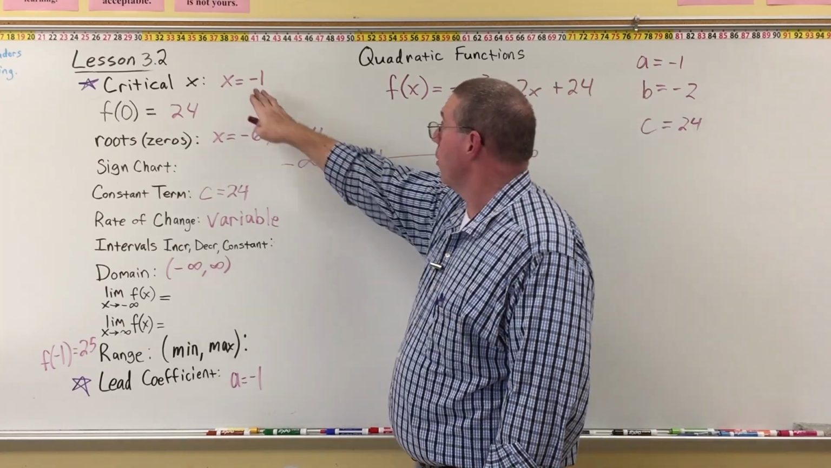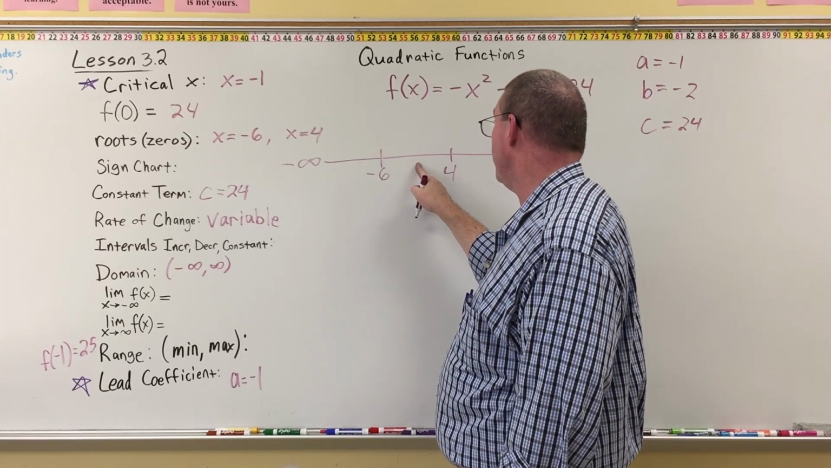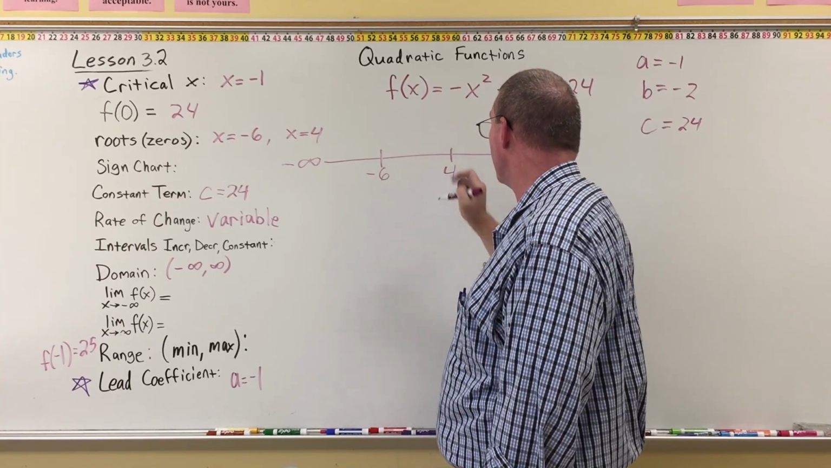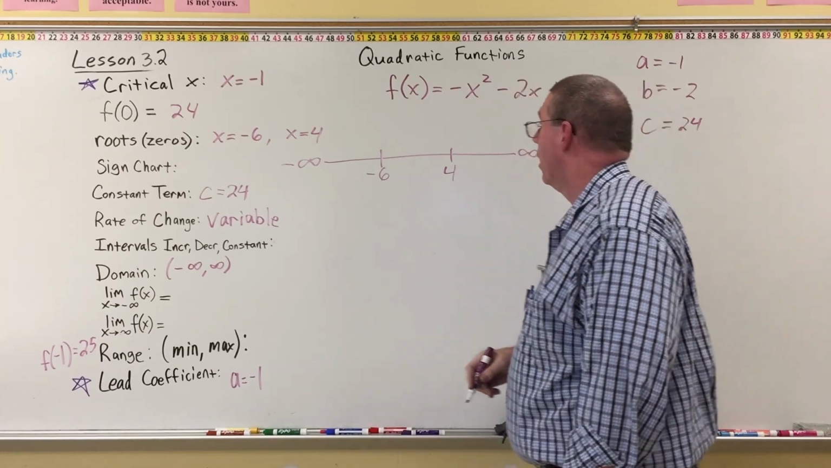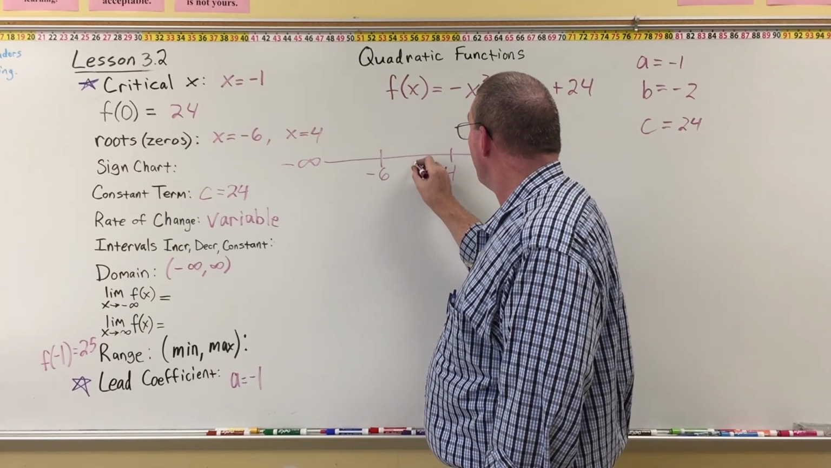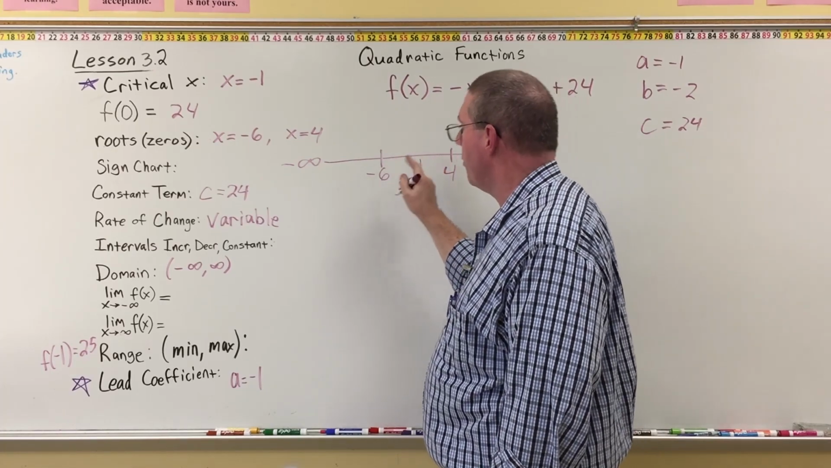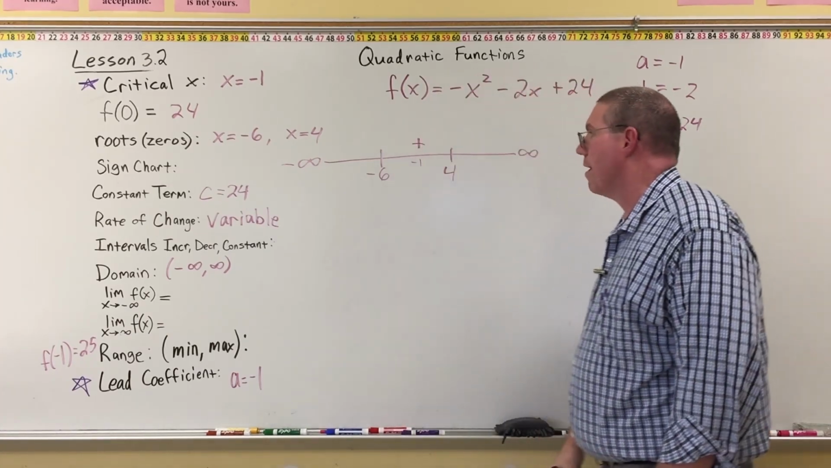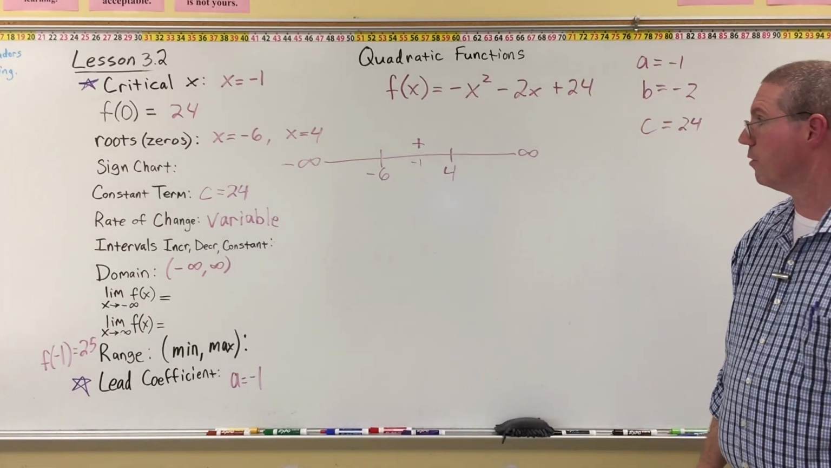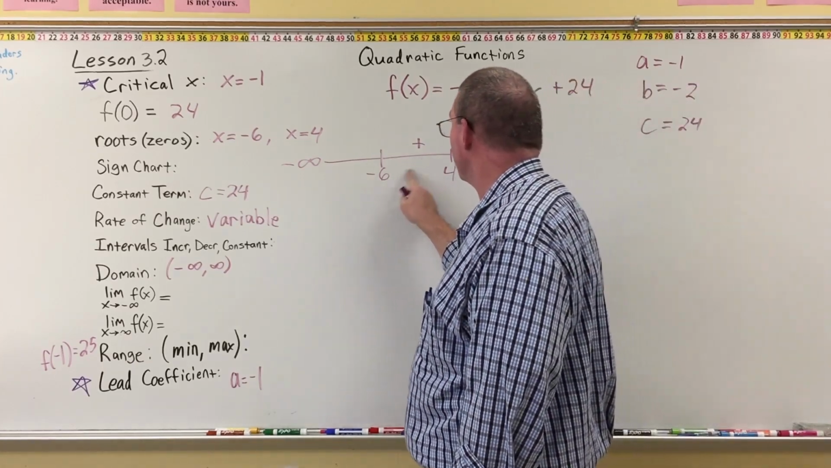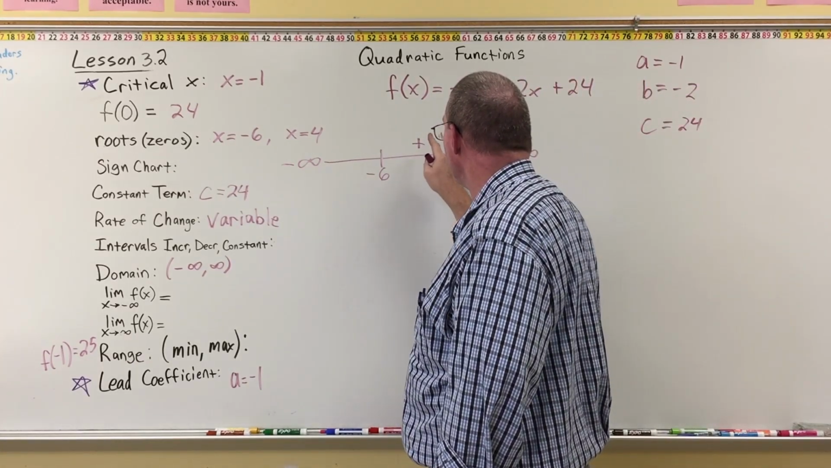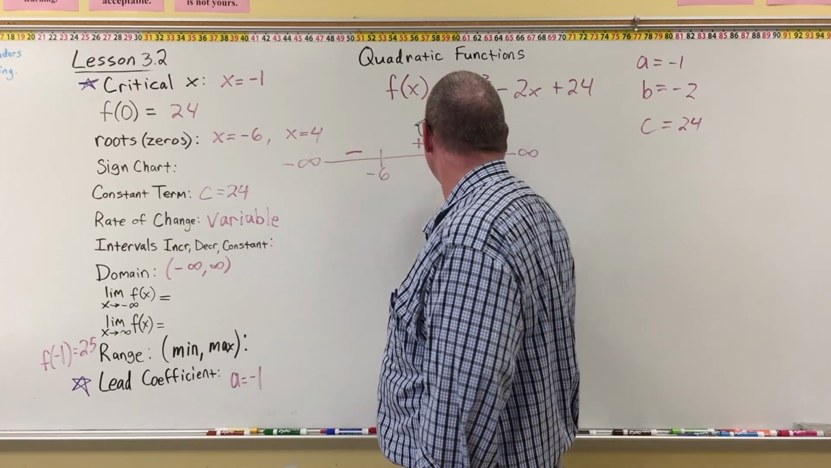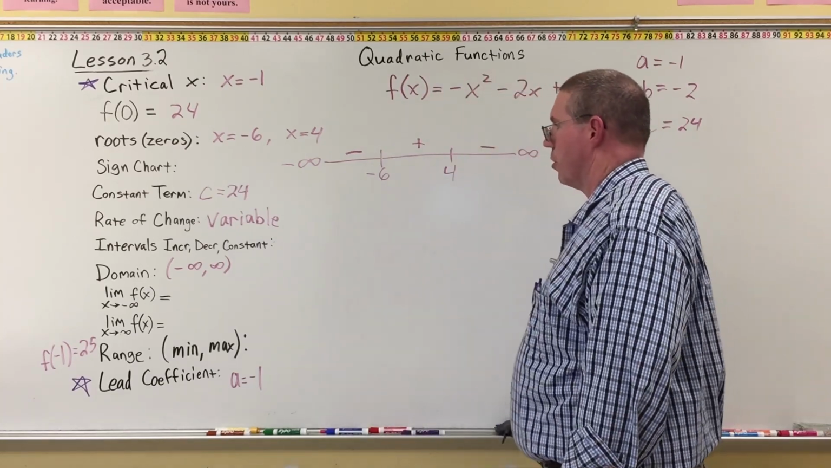Now, this critical x, negative 1, we know that it's halfway between these two. It's at negative 1. Negative 1 is 5 larger than negative 6 and 5 smaller than 4. So I'm just sort of proving to you. Now look, where our negative 1 is, we know that negative 1 is on this interval, and we already know that f of negative 1 is equal to positive 25. And that means the middle here has all positive output values. Okay? And you can plug in anything that's between negative 6 and 4, and you will see that the answer is going to be a positive number.